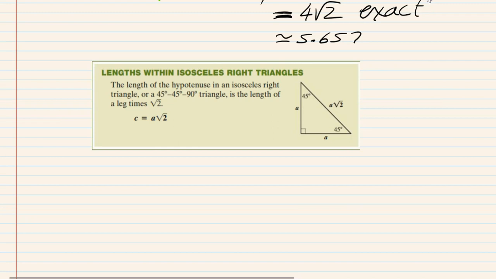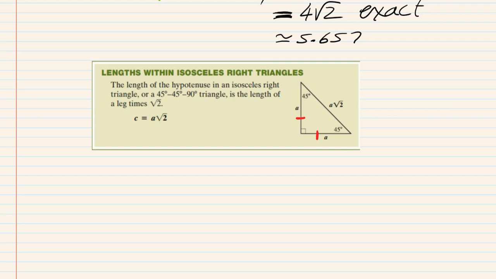And now that we derived this expression, here's what's in your book. The lengths within isosceles right triangles. Again, for an isosceles triangle, these 2 sides are equal, and note they're each A, and the hypotenuse is also A times root 2. So all sides have A in them. True? They all have A in them. It's just you multiply square root of 2 times the A on the hypotenuse. Okay. Now we're going to look at the second special triangle next.